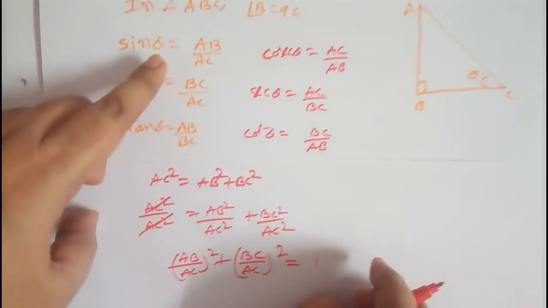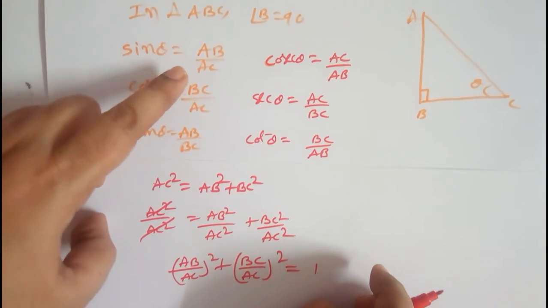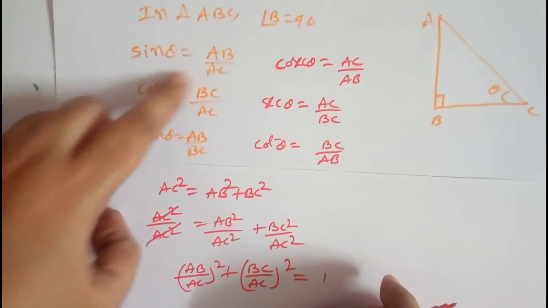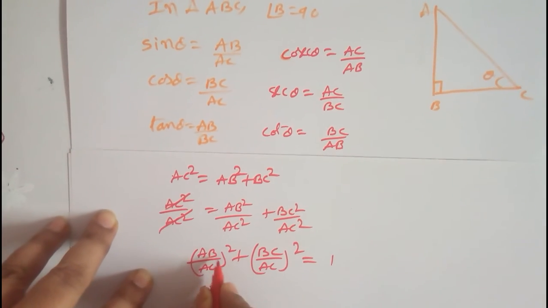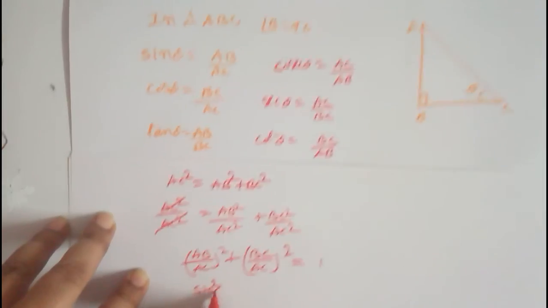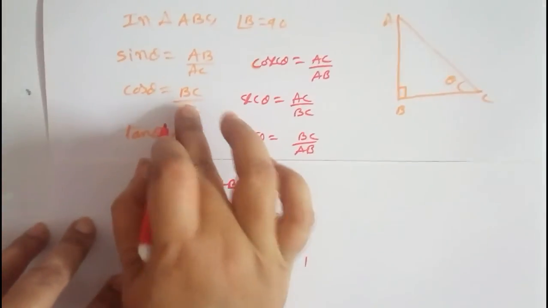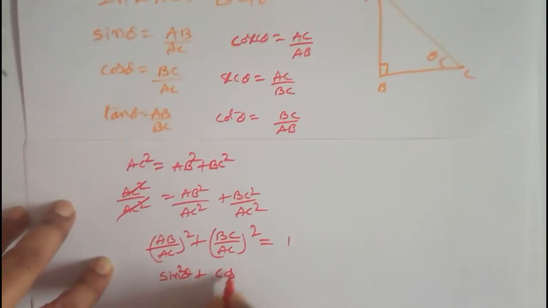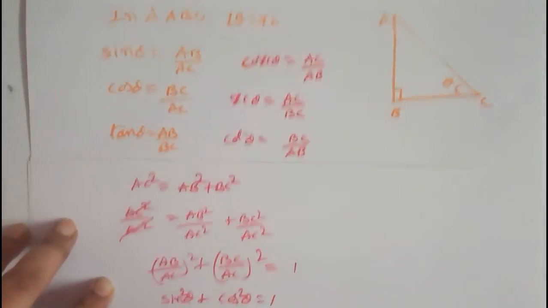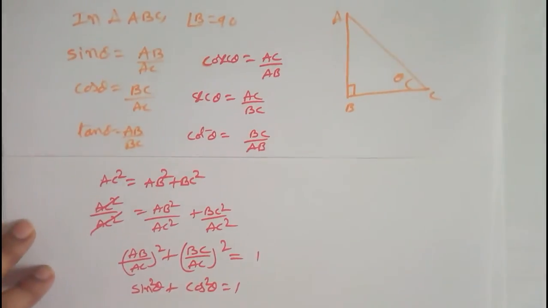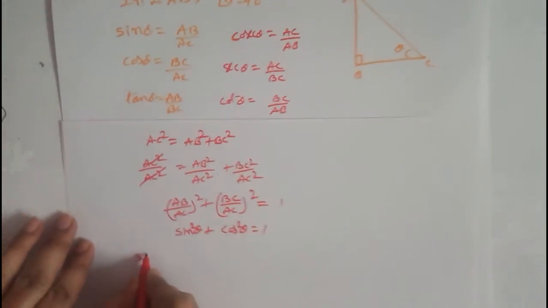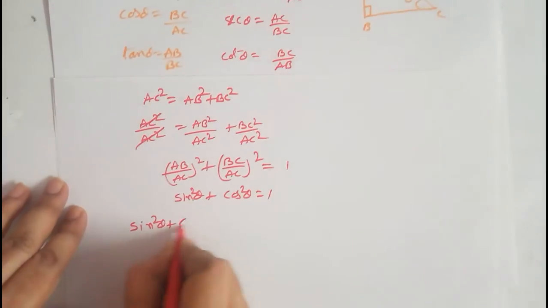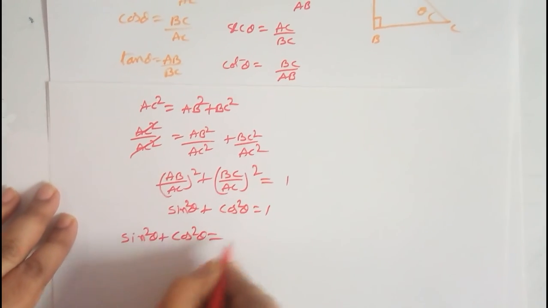Now from this side in ratios, where is AB by AC? AB by AC is sin theta. So in the place of AB by AC you can write sin theta. But (AB by AC) whole square, then you can write sin square theta. BC by AC is cos theta. So you can write cos square theta. So sin square theta plus cos square theta is 1. This is the first identity. So what is the first identity? Sin square theta plus cos square theta is equal to 1.